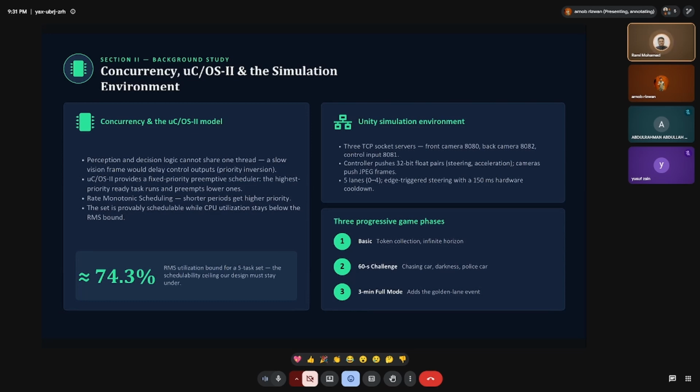Now for the game or actual tournament, it progressed as follows. During the first phase, it was basic: you just have to collect the most distance while collecting tokens. Then there were challenges introduced along the way in the second phase, like the chasing car, darkness, and police car. And lastly, for the tournament, there was a golden lane event, which basically allows for a lane that has no obstacles, and it's the best lane for the game. They also increased the duration to 3 minutes. This is for the background study for our part.